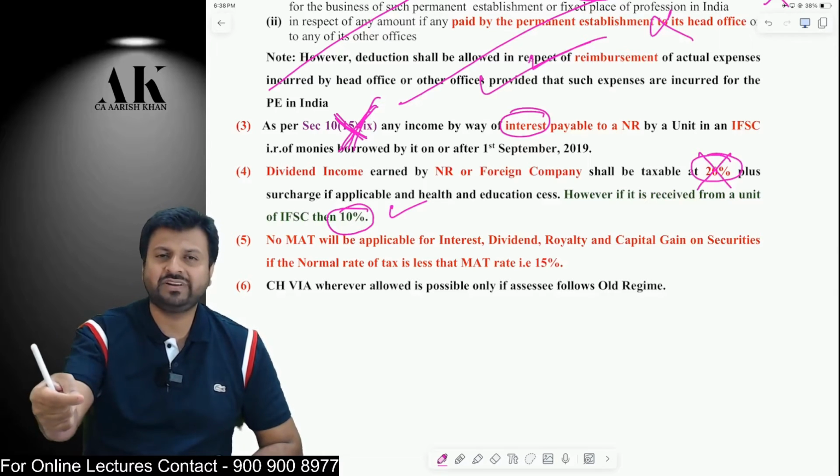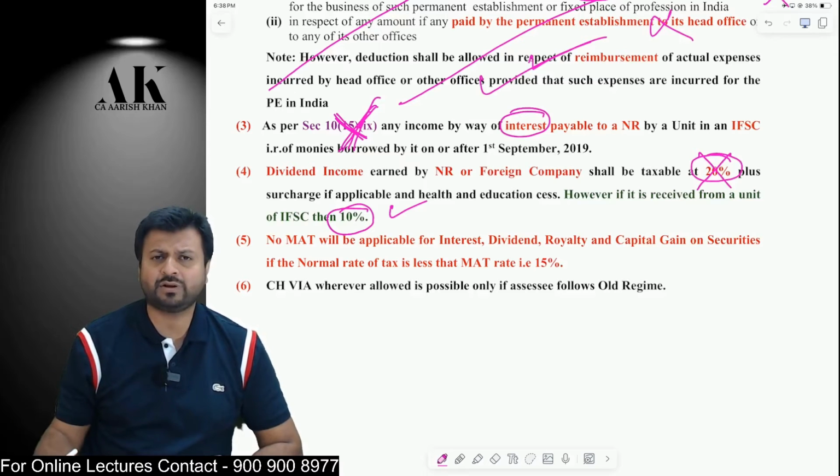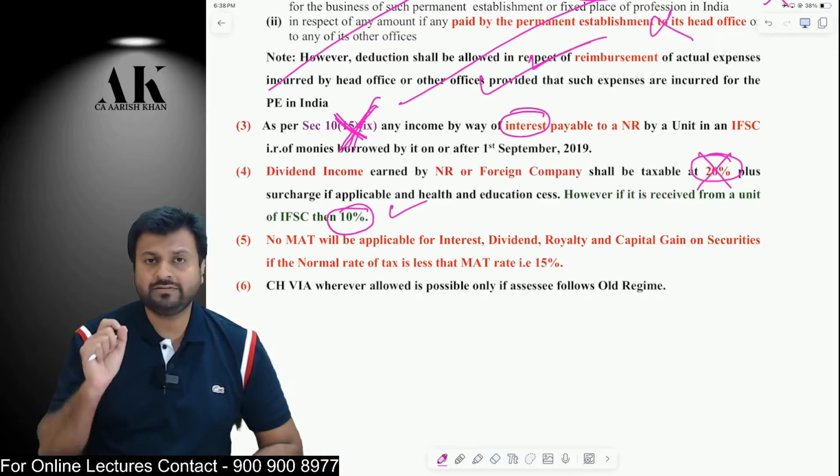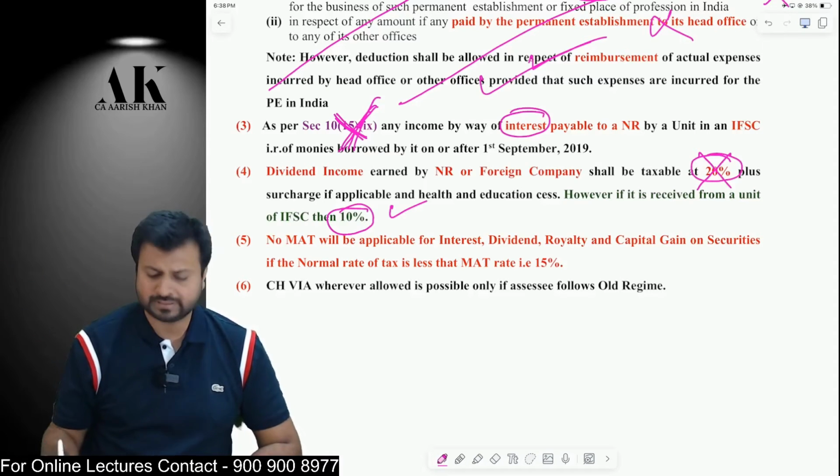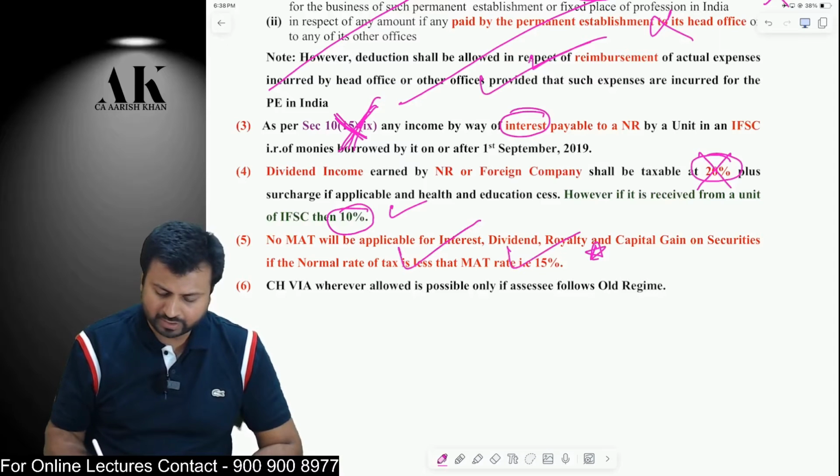Wherever the royalty and FTS are chargeable at less than 15% because of DTAA, then MAT will not apply. But if the royalty and FTS or interest is normally chargeable at more than 15%, then MAT will apply. This is a very important point. My gut feeling says that they might ask you some question based on this.